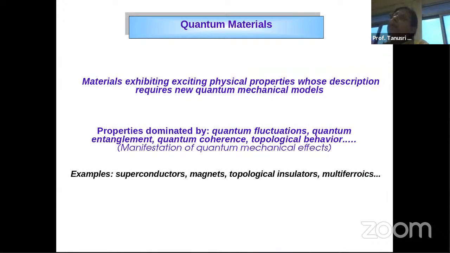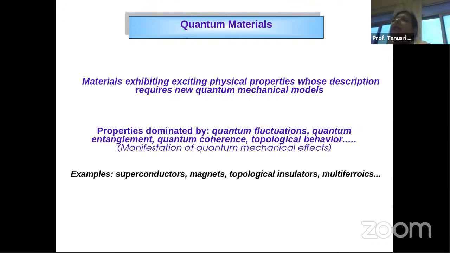And what are quantum materials? Of course, all phenomena, if you are really going to T equal to 0, are dictated by the laws of quantum mechanics. So all materials are quantum materials. However, we are talking really about the materials which even at finite temperature exhibit properties whose descriptions are governed by the laws of quantum mechanics.